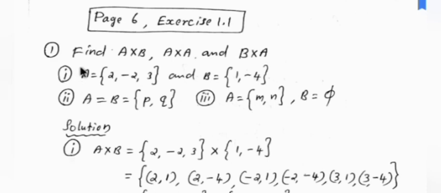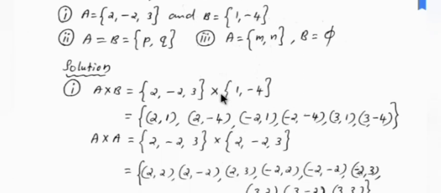Solution. First one, first find A cross B. Substitute the value of A. A is given in the first question. A is this set {2, -2, 3}, that can be substituted instead of this A. Then put this cross product. Cross. Then B. What is B? B is given, this set {1, -4}. Then find out this cross.